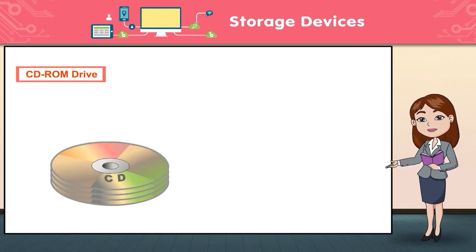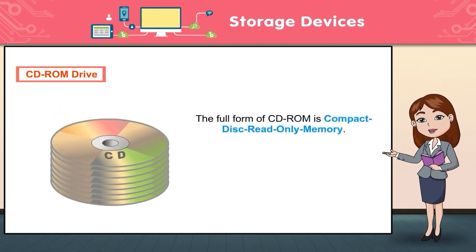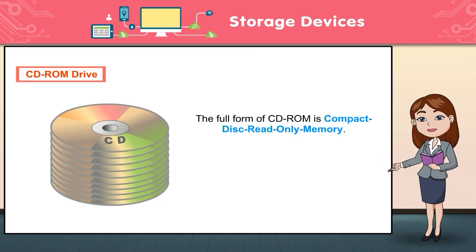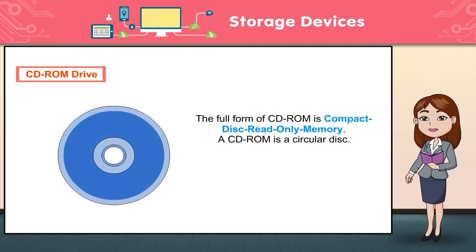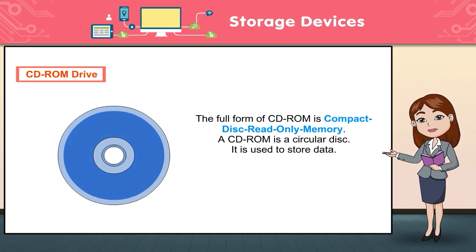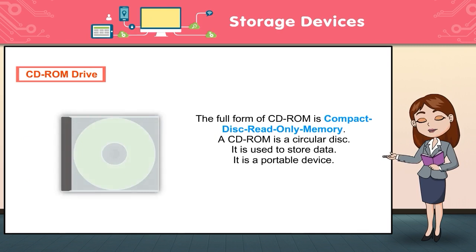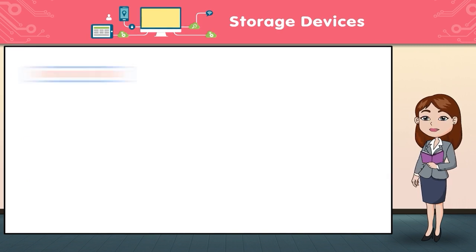CD-ROM drive. The full form of CD-ROM is compact disk read-only memory. A CD-ROM is a circular disk. It is used to store data. It is a portable device.